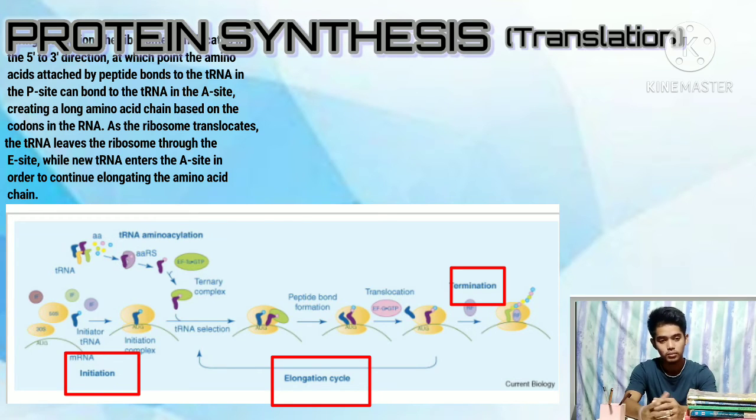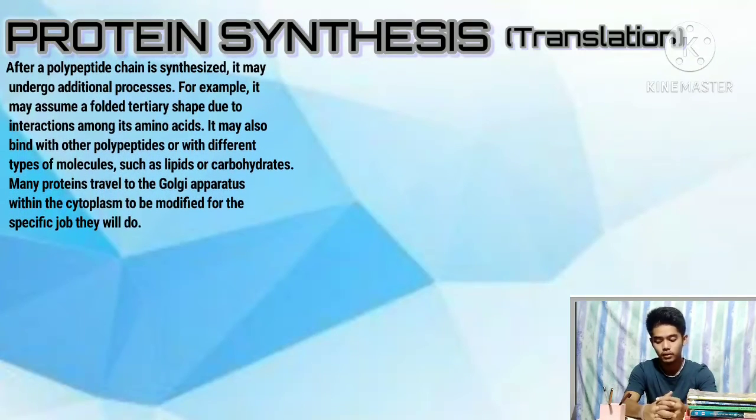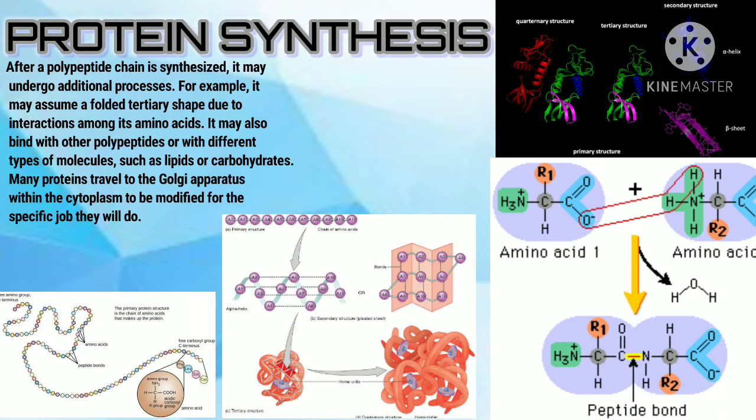After a polypeptide chain is synthesized, it may undergo additional processes. For example, it may assume a folded tertiary shape due to interactions among its amino acids, and it may also bind with other polypeptides or with different types of molecules, such as lipids or carbohydrates. It changes its form at times, and many proteins travel to the Golgi apparatus within the cytoplasm to be modified for the specific job they will do.